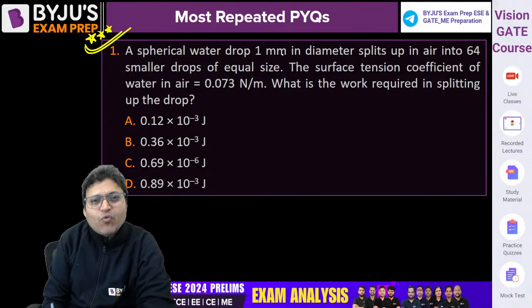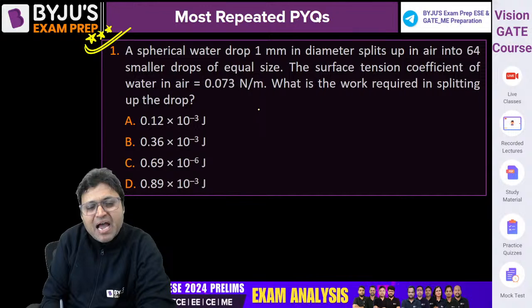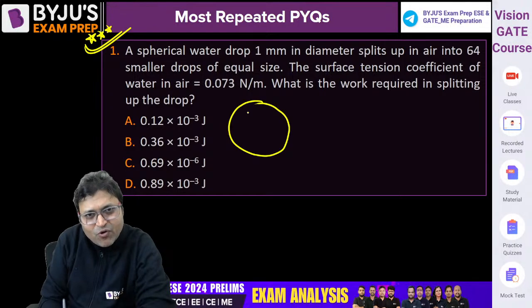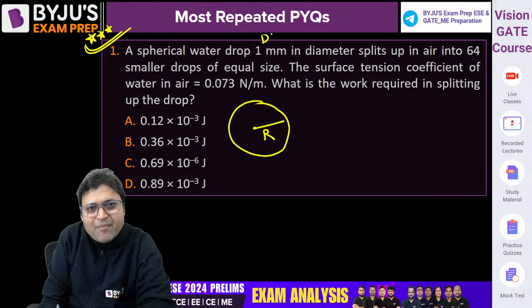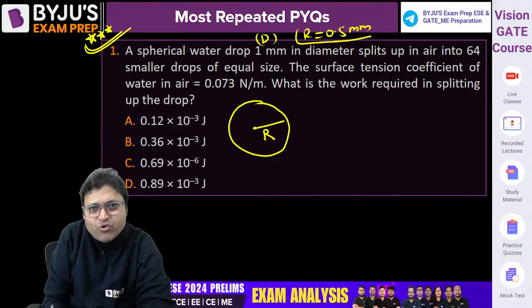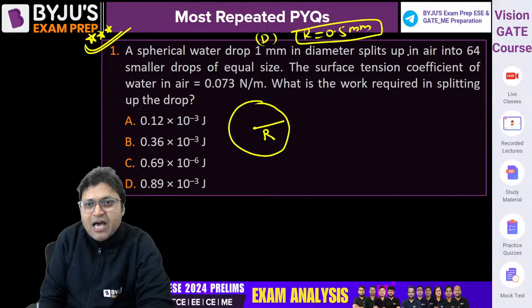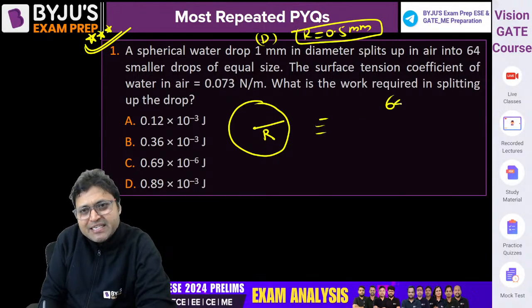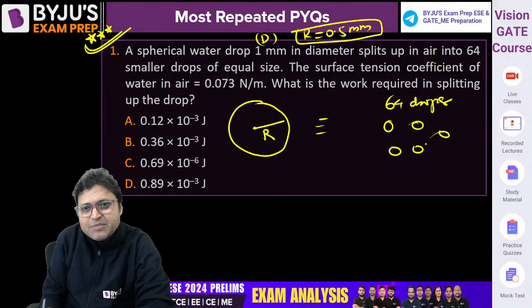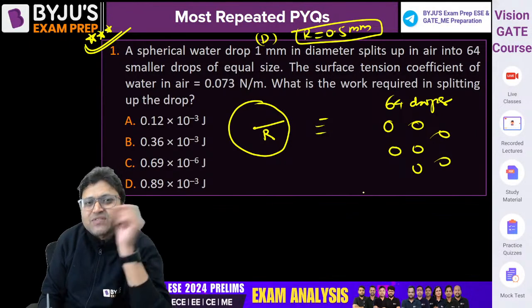There is a spherical water drop of 1 mm in diameter. There is a single water drop. Let me call the radius capital R. So if the diameter is 1 mm, the radius will be 0.5 millimeter. Isn't it? Do not commit these types of mistakes. Now it splits into 64 small drops of equal size.